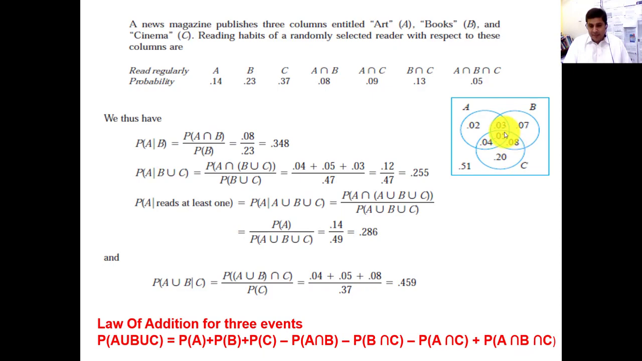You can see this 0.04 is common between A and B and C. 0.05 is also common between A and B and C. And 0.03 is also common between A, B and C, divided by B union C. So how will you calculate B union C? 0.03 plus 0.03 plus 0.05 plus this and plus this, which is equal to 0.47. So when you put these values in the formula, you will get this.